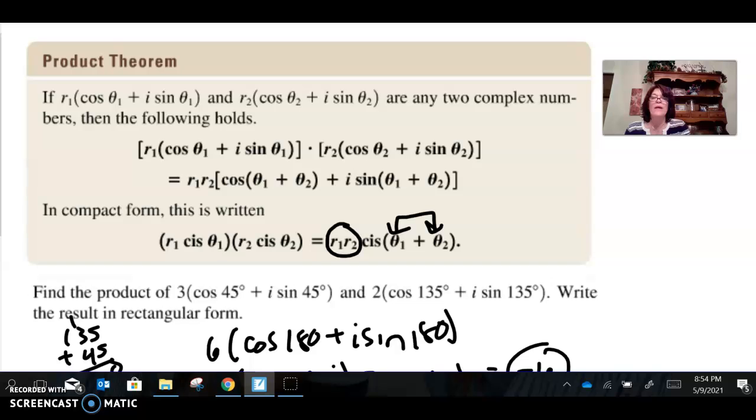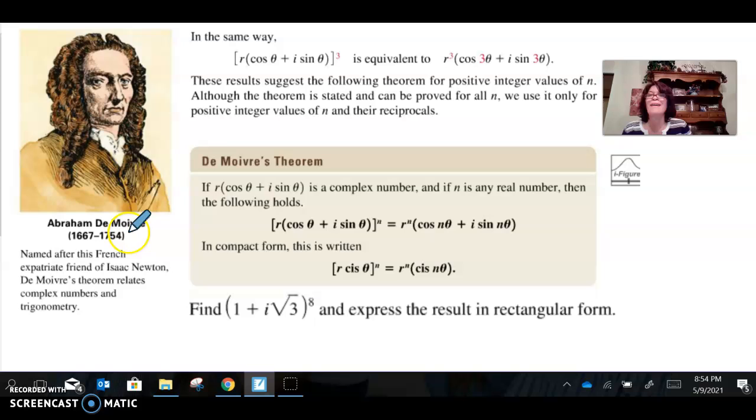Dividing is the same way as far as we just divide the real number parts, but we subtract. You end up subtracting the angles. All right. I don't think I have that on here. Okay, might be coming up.